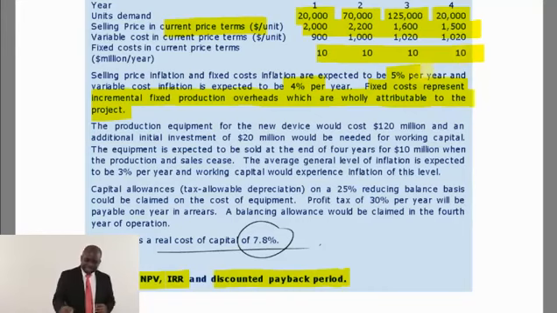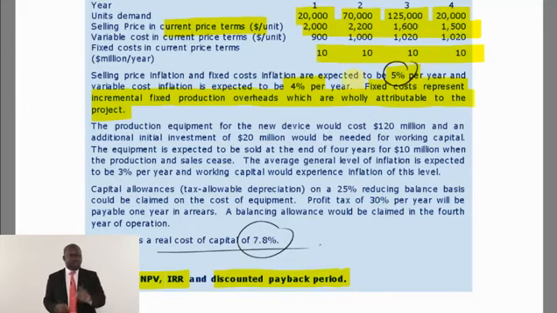Fixed cost, they said, is subject to inflation of 5%. Point of attention. Some of you have made up your mind that fixed cost is fixed, it doesn't change. That's not the case. Fixed cost doesn't change with output, but fixed cost can increase with inflation. So watch out. Your salaries increase with inflation even though output hasn't changed. So when the examiner tells you fixed cost is subject to inflation, make sure you increase it.